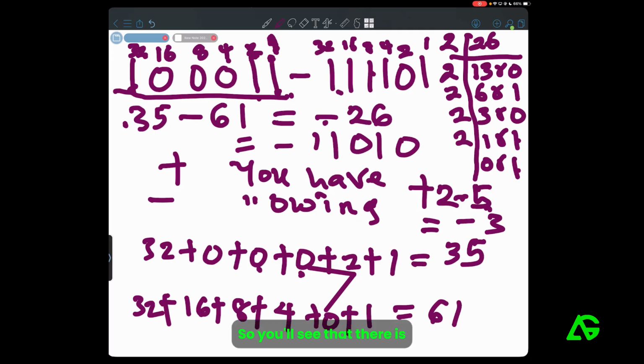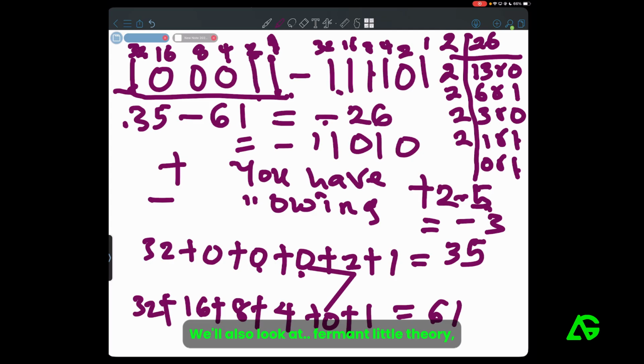So you'll see that there is the invention of complex numbers, because mathematicians encountered a particular problem of solving a certain equation. That is what gave birth to complex numbers and some other concepts.